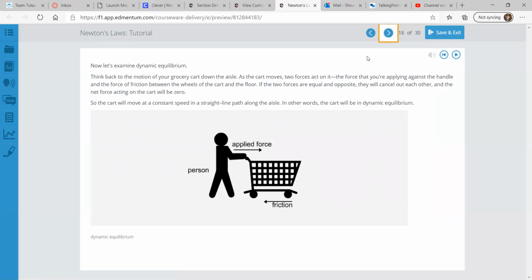Now, dynamic equilibrium. We're going to use this cart throughout the entire lesson, so get ready. As it moves, there are two forces applied. You're applying one force to push it forward, and then there's the friction acting in the opposite direction. If the two forces are equal and opposite, they will cancel each other out, and the net force acting on the cart will be 0. So the cart will move at a constant speed in a straight line path along the aisle. And that is dynamic equilibrium.